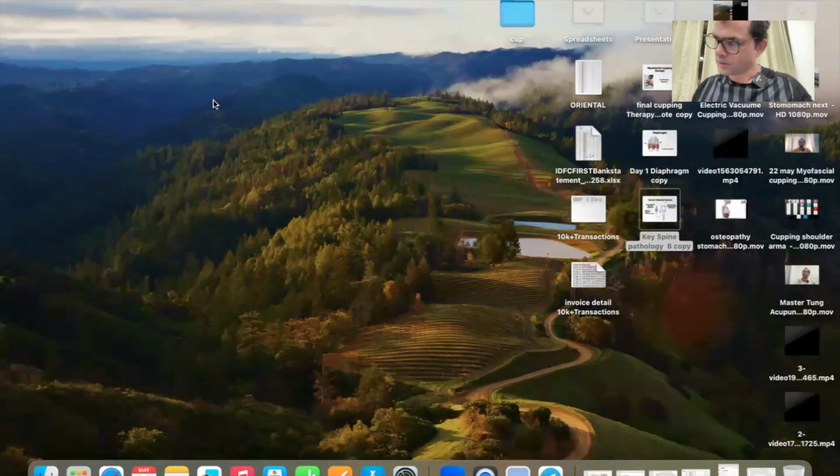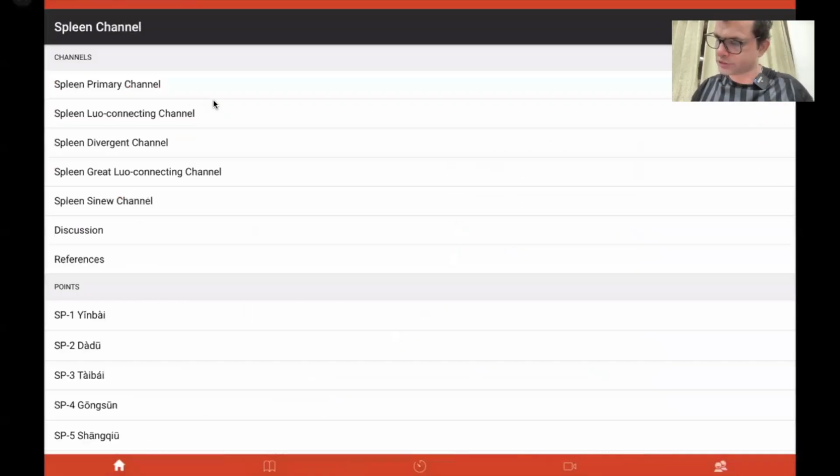So now we will be discussing the points we use for tailbone pain. Point number 1, a very, very important point, will be spleen 1. The spleen 1 point is located at the great toe.